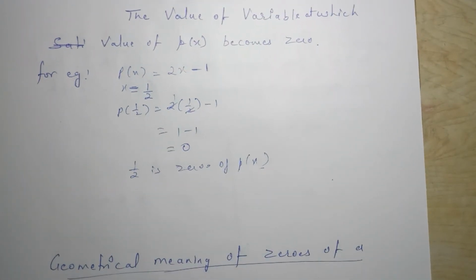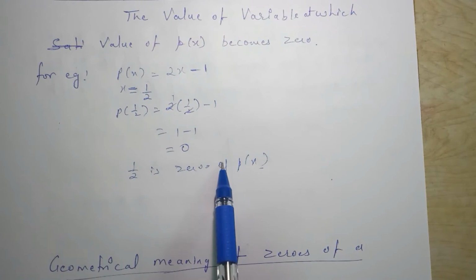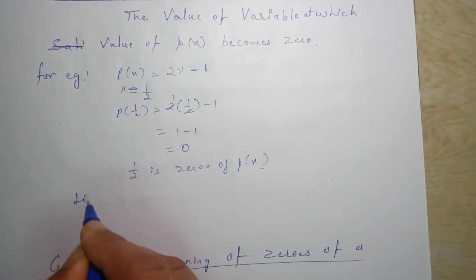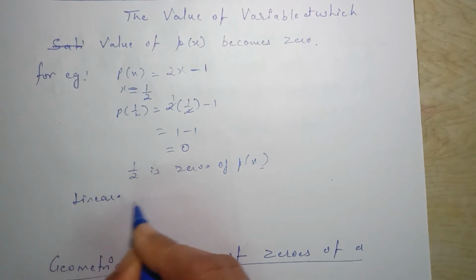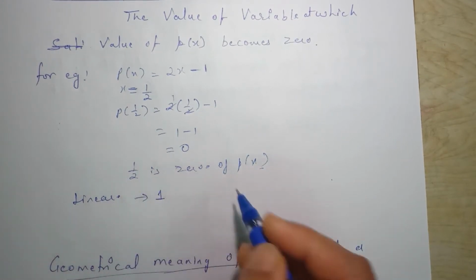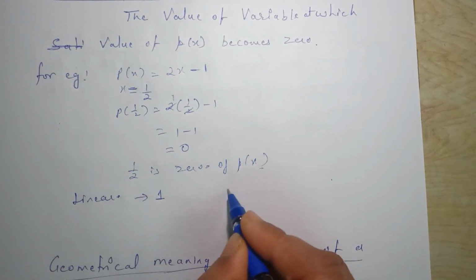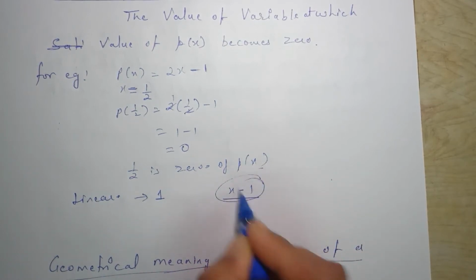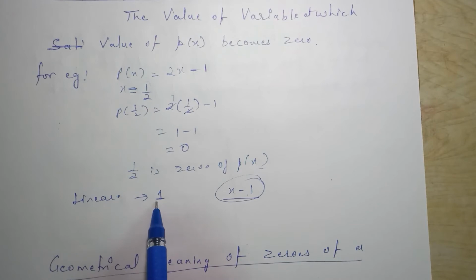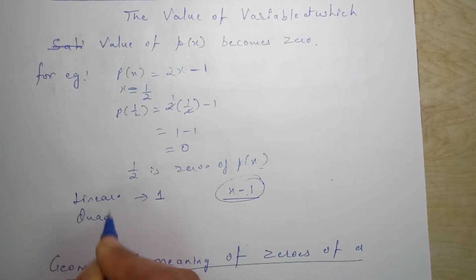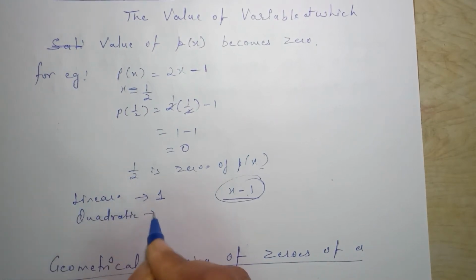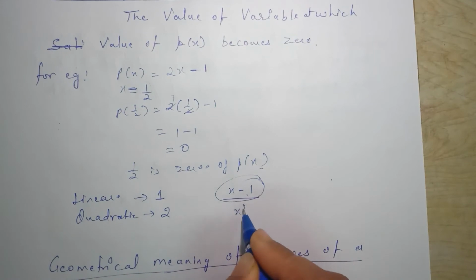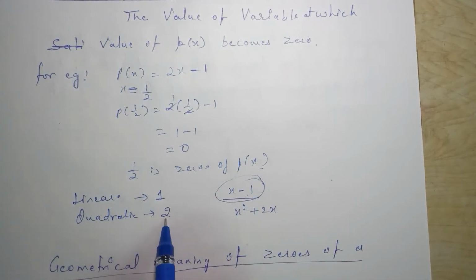So calculation wise, the zero of a polynomial is defined as... A linear polynomial has how many zeros? 1. Zeros of a polynomial depend on the degree of the polynomial. For a linear polynomial, the number of zeros will be 1. For a quadratic polynomial, the number of zeros will be 2. Why? Because here the degree is 2. So that's why the number of zeros will be 2.